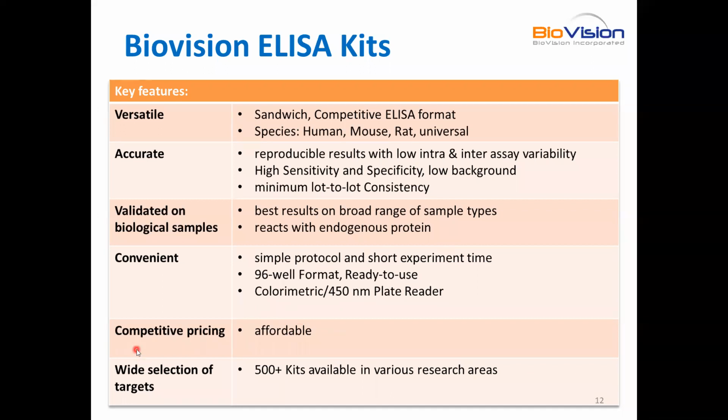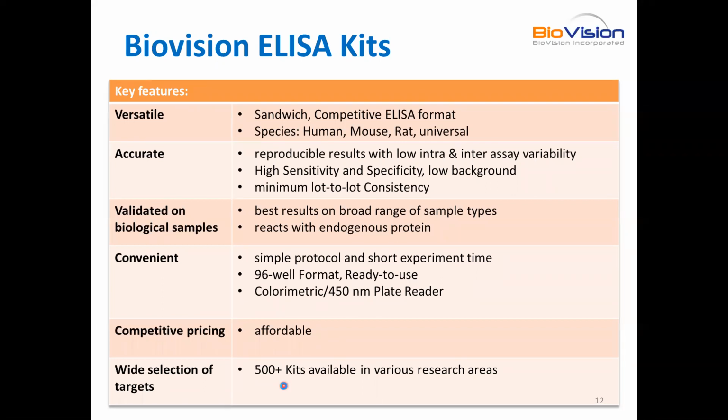One of the most important selling features of our ELISA kits is that they are very affordable. Our pricing is very competitive compared to similar kits available in the market from other suppliers. And we also offer a wide selection of targets. We offer more than 500 ELISA kits available for various research areas.